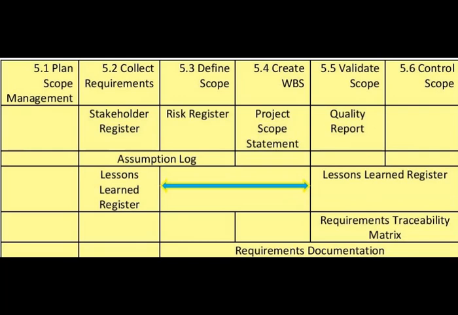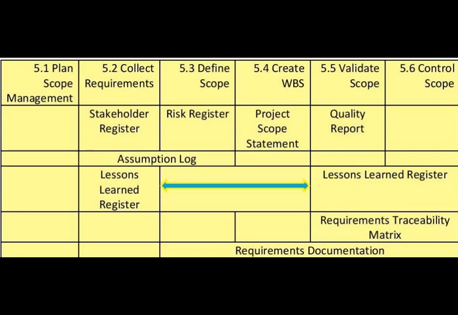All of the following are inputs to the collect requirements process except: A. Work performance data, B. Agreements, C. Enterprise environmental factors, D. Organizational process assets. Question 25. All of the following are inputs to both develop project charter and close project process except: A. Business case, B. Benefits management plan, C. Agreements, D. Project charter.